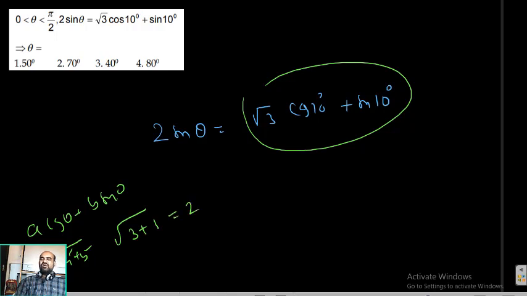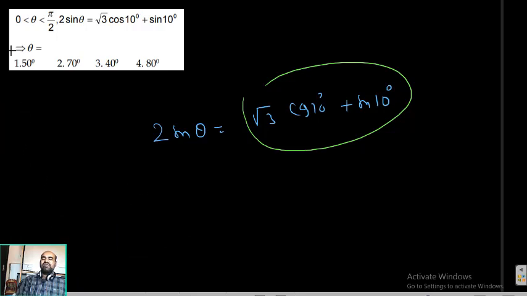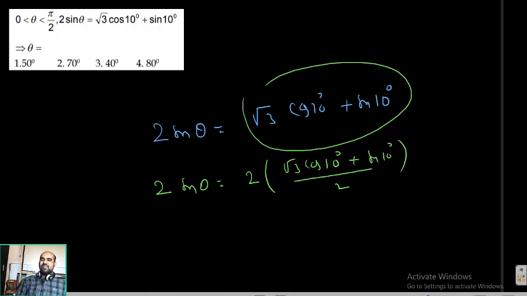So what is the meaning of that? We need to multiply by 2 and divide by 2, then that expression can be converted into a single trigonometric ratio. 2 sin theta equals 2 into root 3 by 2 cos theta plus 1 by 2 sin theta. The two get cancelled. Sin theta equals root 3 by 2 into cos theta plus 1 by 2 into sin theta.